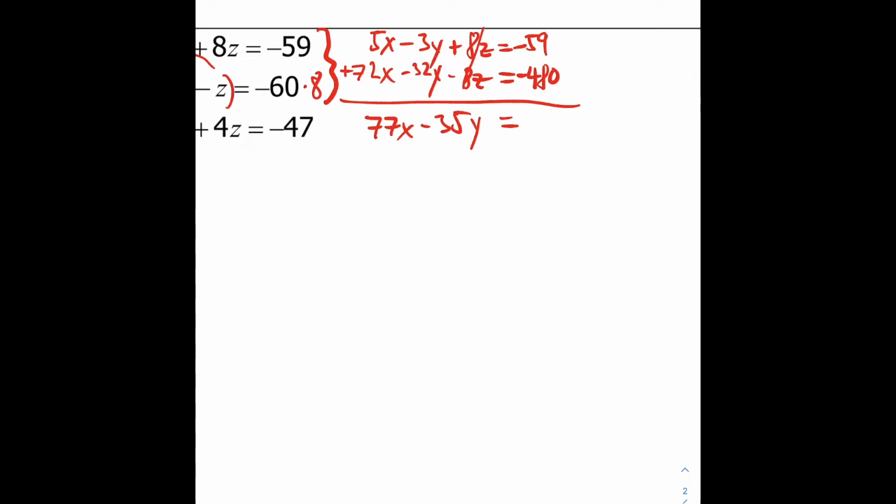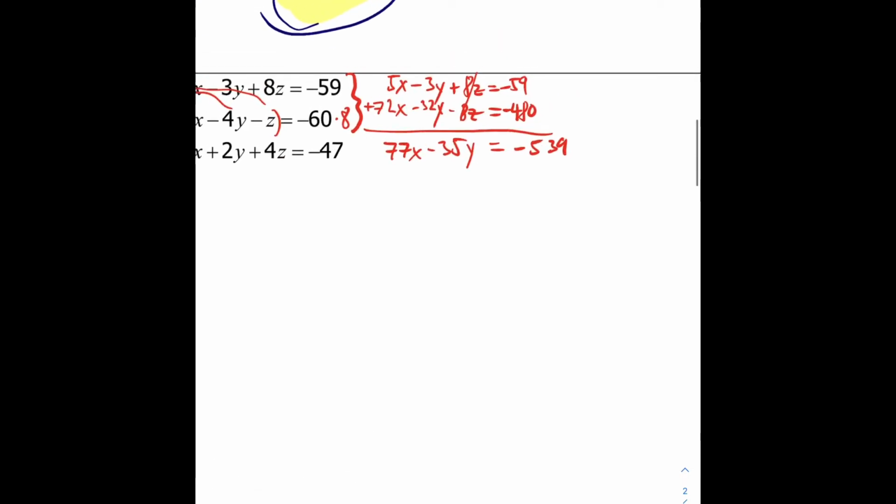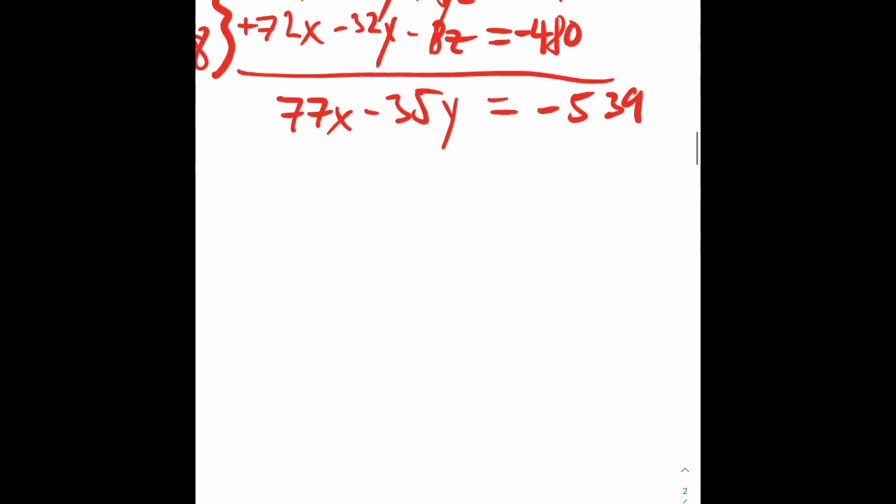Let me get my calculator out real quick. There we go. Negative 59 plus negative 480. That's negative 539, okay? There we go. So that's going to be our first equation for x and y.